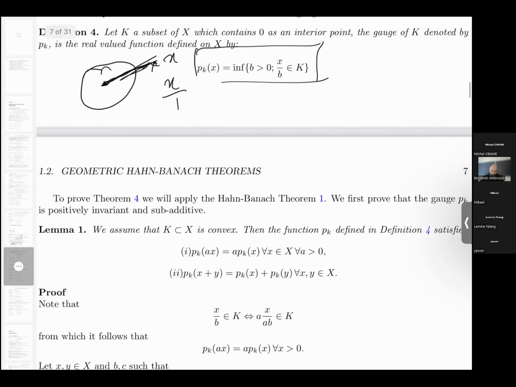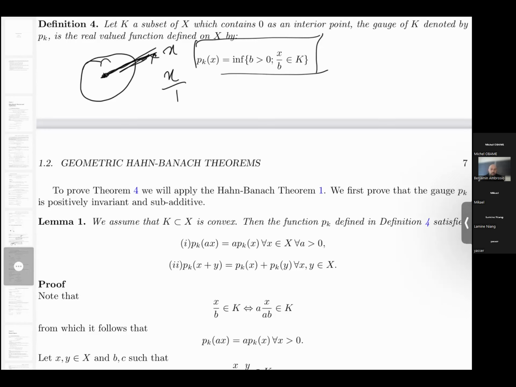So the first point: when you say that X divided by B belongs to K, it is the same thing as saying aX divided by aB belongs to K. So when you take the inf of the B such that X divided by B belongs to K, it will be the same value as taking the inf over the values aB such that aX divided by aB belongs to K. So since the sets are the same, you get this equality, which proves that Pk is positively homogeneous.